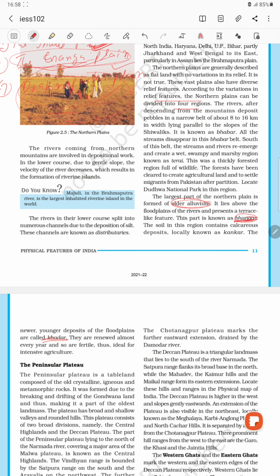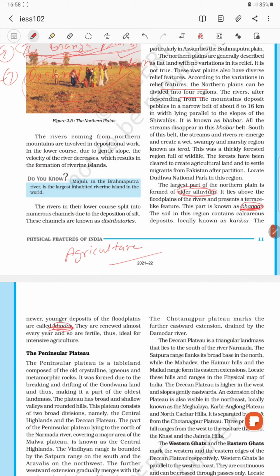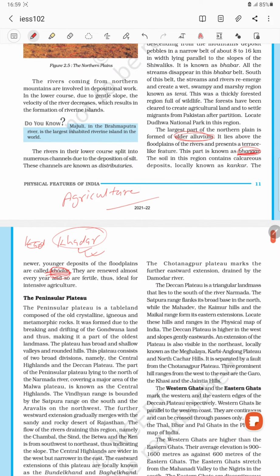These plains are rocky in nature and not so fertile for agriculture, because they have rocky nature. And Khadar is the new one. Every year the deposits are formed on the flood plain and new land is formed, that is called Khadar. It is fertile in nature and suitable for agriculture. So the northern plain is complete.